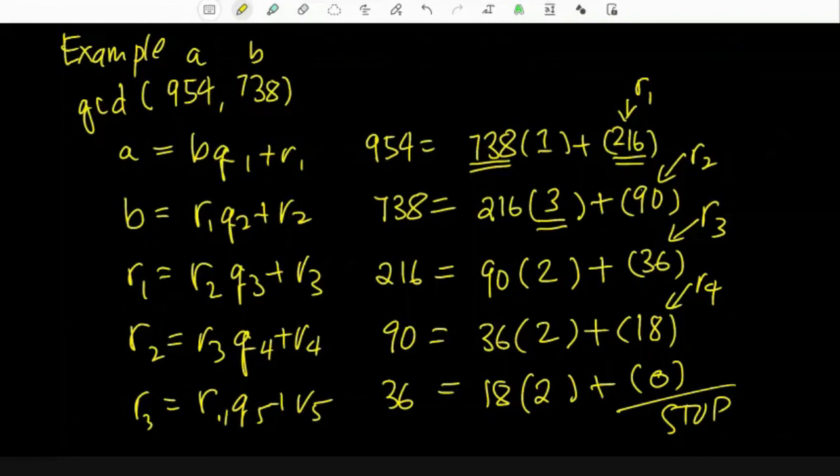Since the last non-zero remainder is 18, therefore the GCD is equal to 18. Now, how do we write this as a linear combination? So, you just go back. You start at the last non-zero remainder, and then you work your way back. Okay? How do we go back?